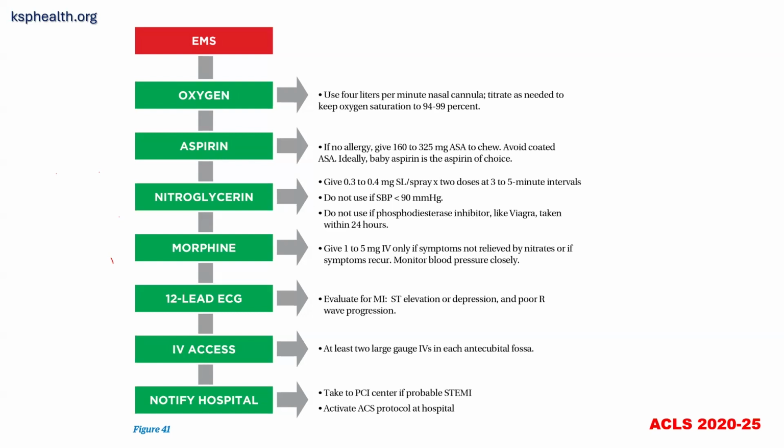Next, give 1 to 5 milligram IV morphine if the symptoms are not relieved by nitrates. Monitor blood pressure closely because morphine can drop the blood pressure. Get a 12-lead EKG, evaluate for MI. Does the patient have ST elevation, ST depression, or poor R wave progression? Have at least 2 large gauge IVs in both antecubital fossae.